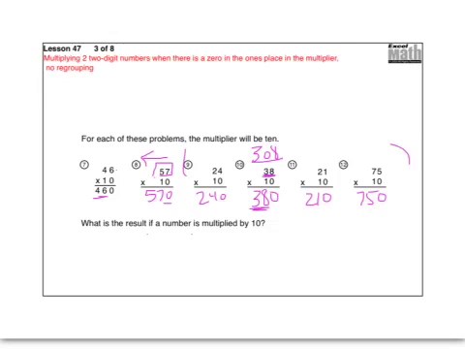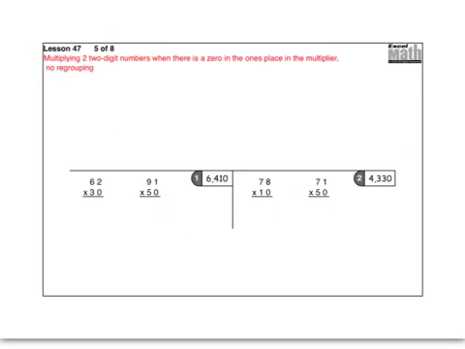What if the result of a number is multiplied by 10? So you just move it over one spot, is what they're pointing out to you. All right, and we got a couple of problems for you to try with check answers, so go ahead and do both of these boxes, pause the video, turn it back on when you're ready to see those solutions.